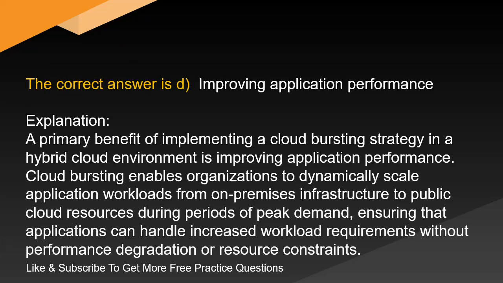The correct answer is D. Improving application performance. Explanation. A primary benefit of implementing a cloud bursting strategy in a hybrid cloud environment is improving application performance. Cloud bursting enables organizations to dynamically scale application workloads from on-premises infrastructure to public cloud resources during periods of peak demand, ensuring that applications can handle increased workload requirements without performance degradation or resource constraints.